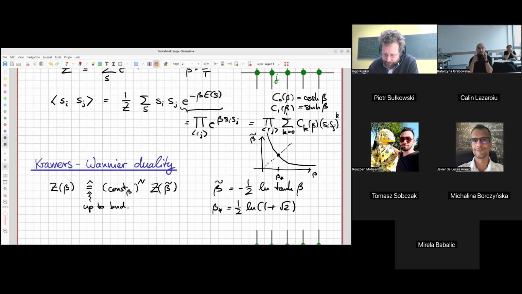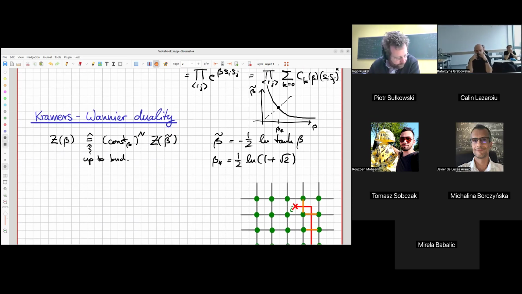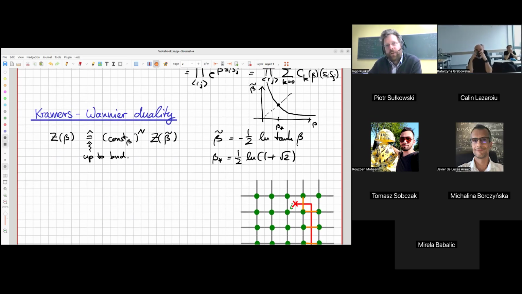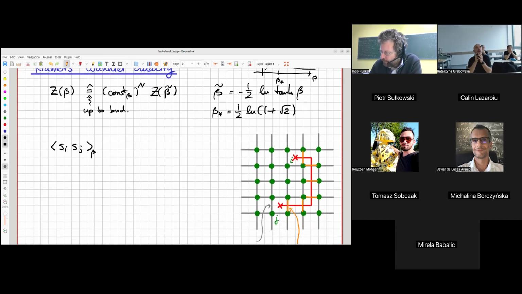Good. So we have this relation on partition functions. However, if you want to do the same thing for correlation functions, something interesting happens. Namely, if you look at the spin-spin correlator at temperature beta, it doesn't get transformed into another spin-spin correlator, but it gets transformed into a correlator of two disorder fields. So let me write it like this. So this becomes equal to, say, mu i, mu j at the dual temperature beta tilde.